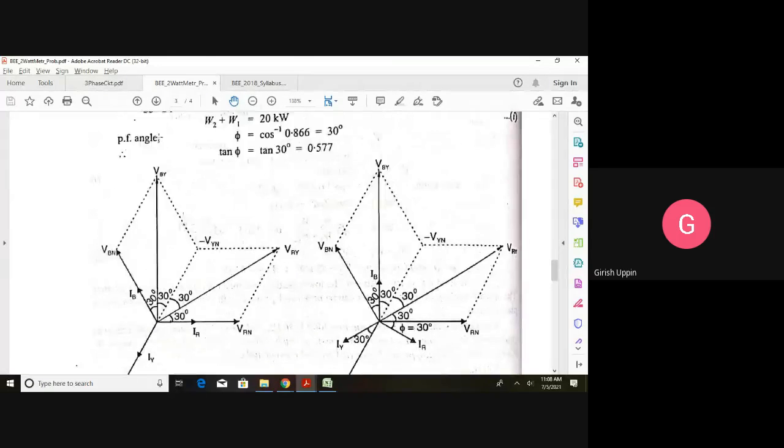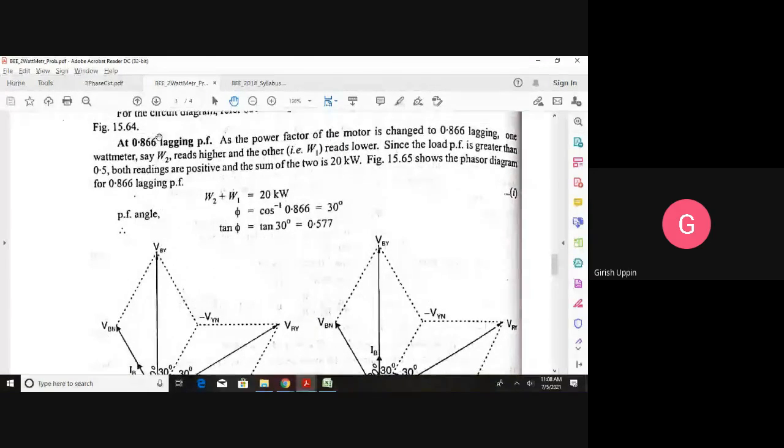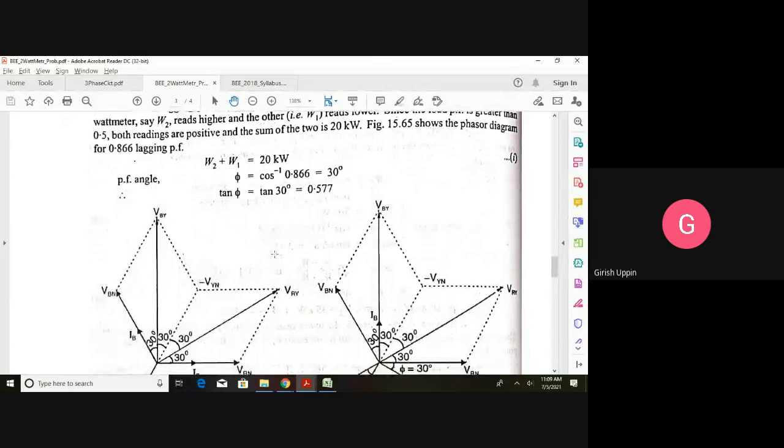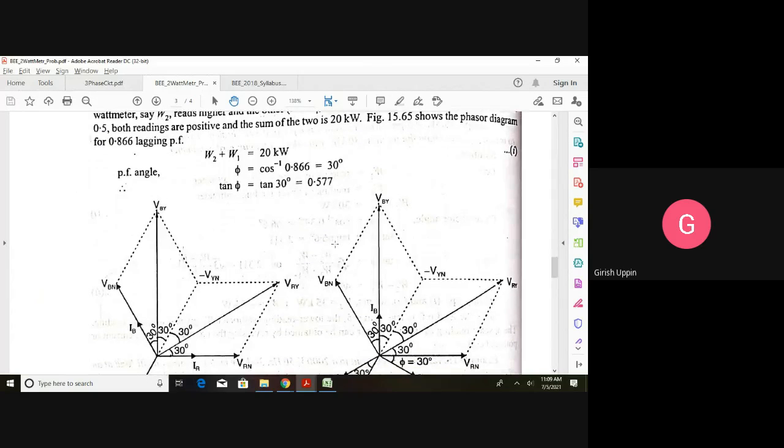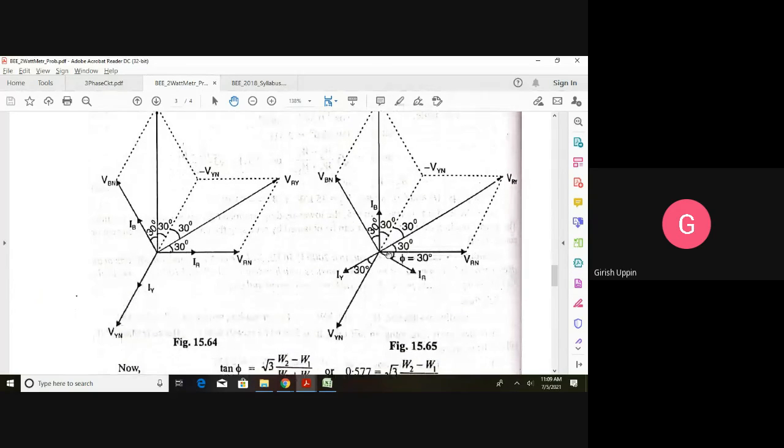In the second scenario, the power factor is 0.866. This is cos phi. If you find phi, that would be 30 degrees. In the phasor diagram, the only thing that we have is that the current will lag the voltage by 30 degrees. You can see here, this is the voltage, and the current will lag by 30 degrees.